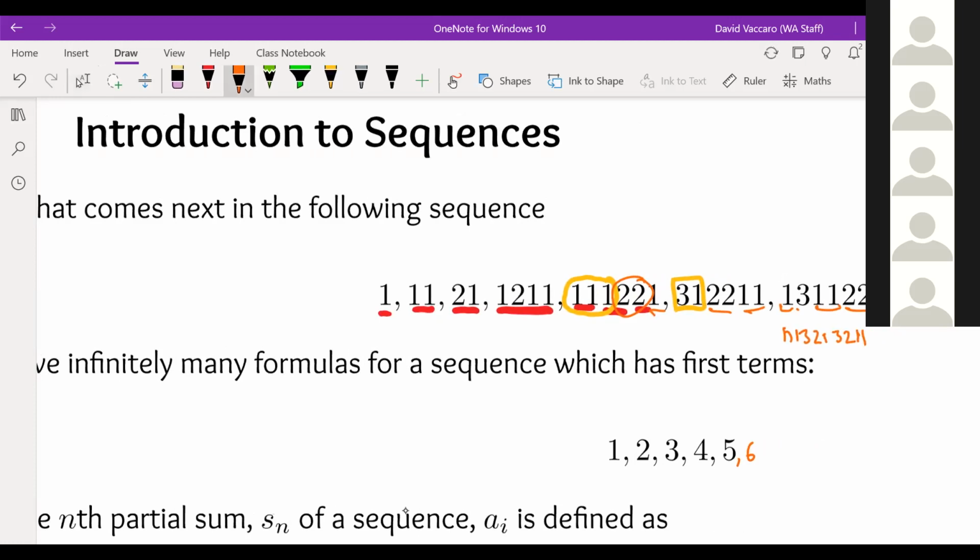And obviously, one sequence that works is the sequence where the term number is just the number. The first term in the sequence is 1, the second term is 2, then 3, then 4, then 5. And of course, the sequence could continue like that, a_n is equal to n. But there's no guarantee that it will. So what we're invited to here is to find infinitely many formulas which start in this way.